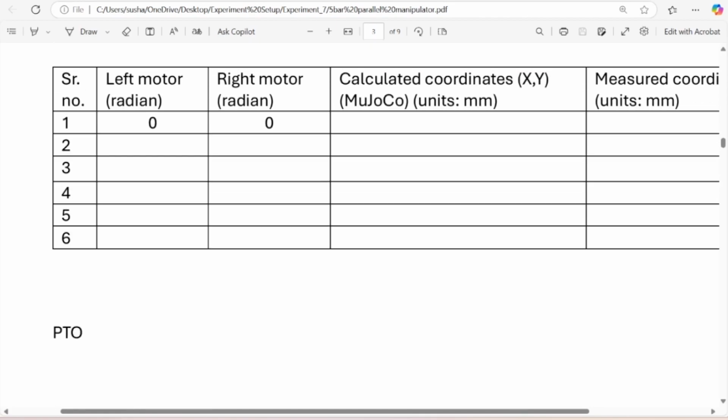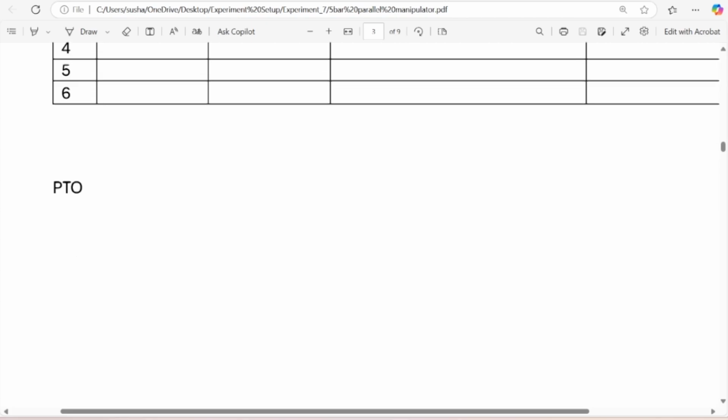So left motor angle in radians, right motor angle in radians, and then the MuJoCo simulator will compute the xy coordinates of the end effector. So that's the first part of the experiment.